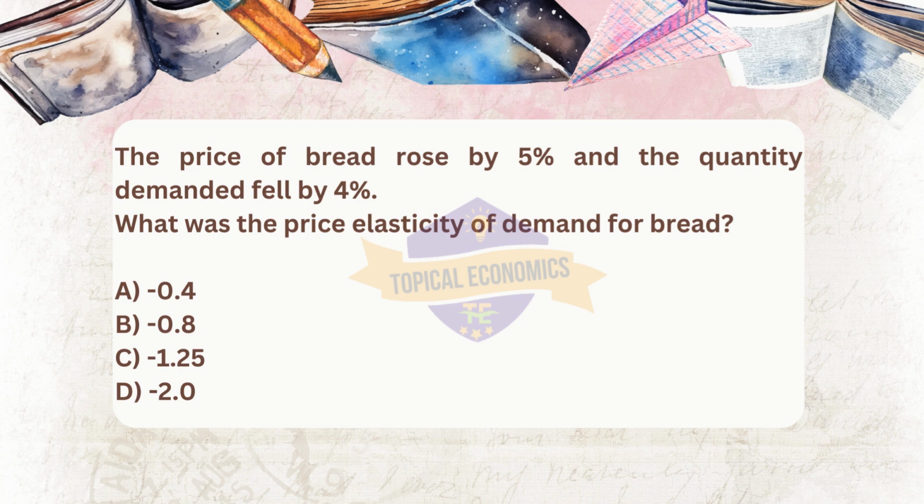We know that PED equals percentage change in quantity demanded divided by percentage change in price. We have been given percentage change in quantity demanded equals minus 4%. Percentage change in price equals plus 5%. So, PED equals minus 4% divided by 5%, which equals minus 0.8. The price elasticity of demand for bread is Option B, minus 0.8. This indicates that the demand for bread is inelastic, meaning that the percentage change in quantity demanded is less than the percentage change in price.